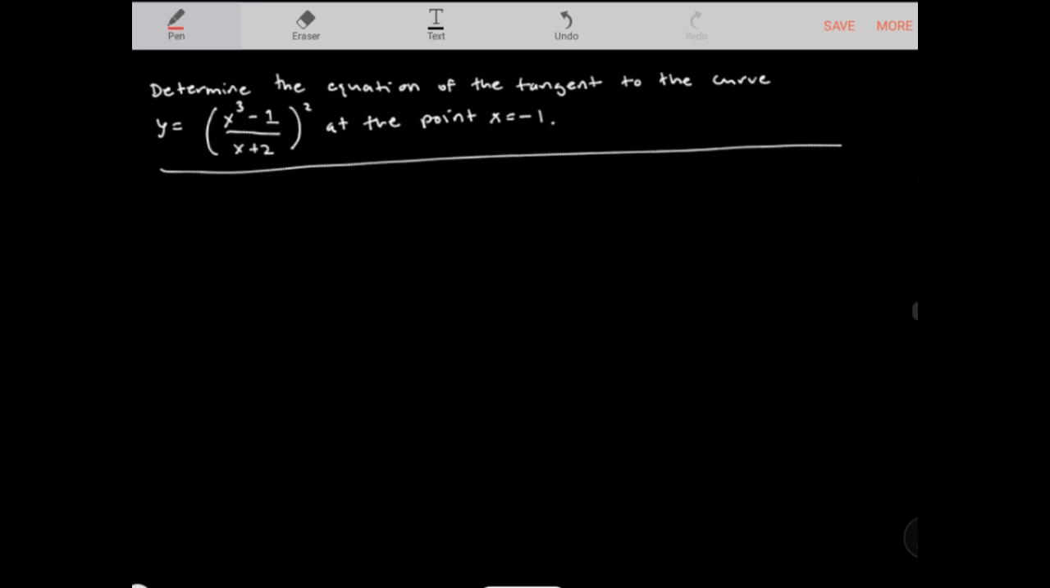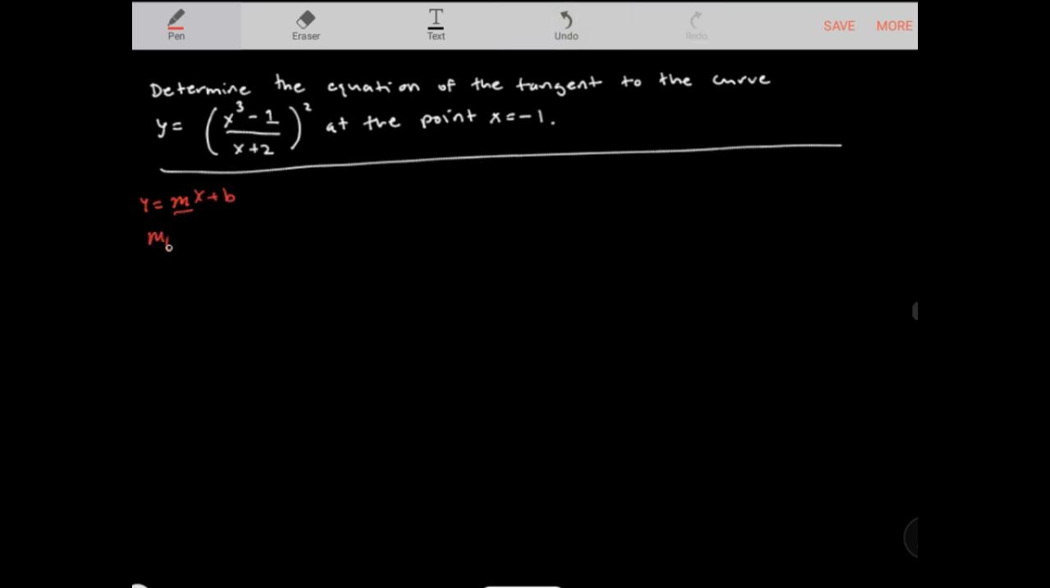Alright, let's determine the equation of the tangent to the curve y equals (x cubed minus 1 over x plus 2) squared at the point x equals negative 1. To find the equation of the tangent, we need to find the slope of the tangent, as well as the y-intercept.